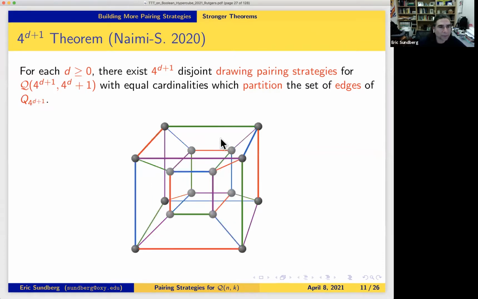Now, our strongest result was for games whose board is a power of 4. And in this case, the second player is able to block subcubes of dimension, basically, 1/4 the dimension of the board. Again, we get the 4 to the d+1 disjoint pairing strategies that partition all the edges of the board. And again, we get that rainbow coloring property on all of the winning sets. So those are the results that we have.